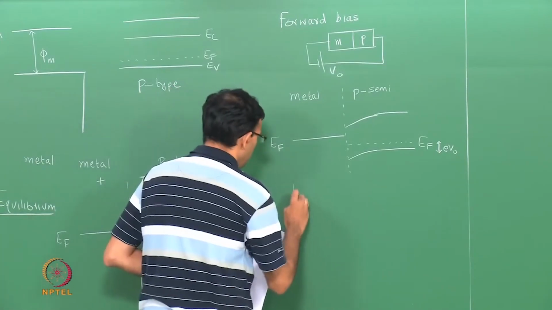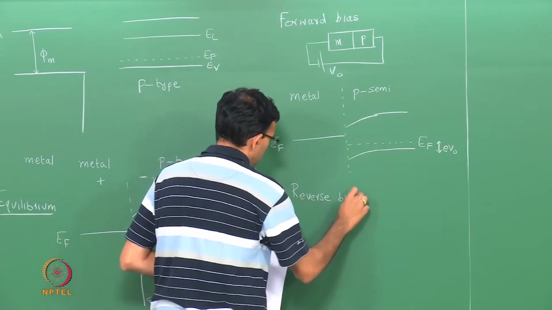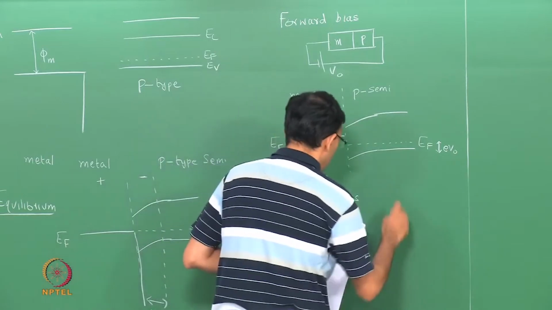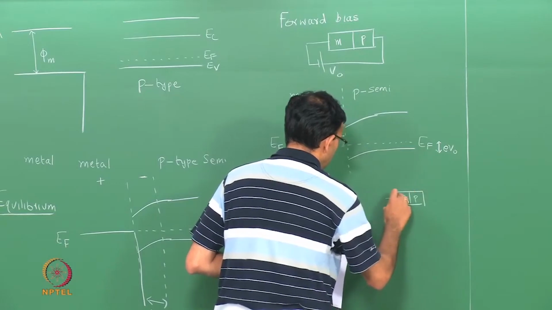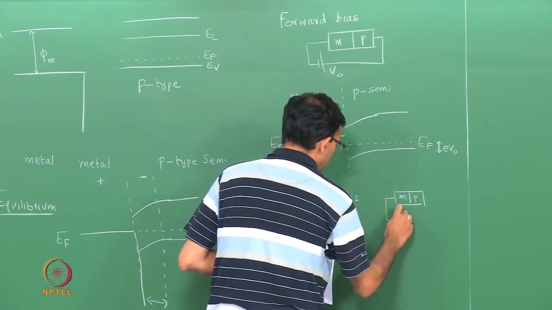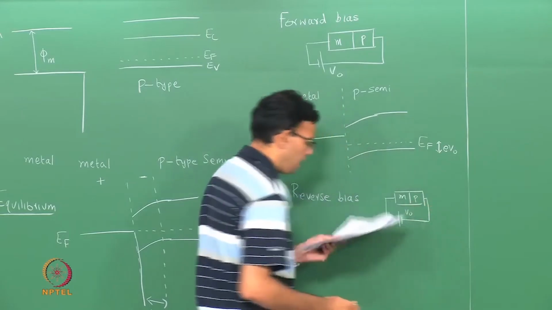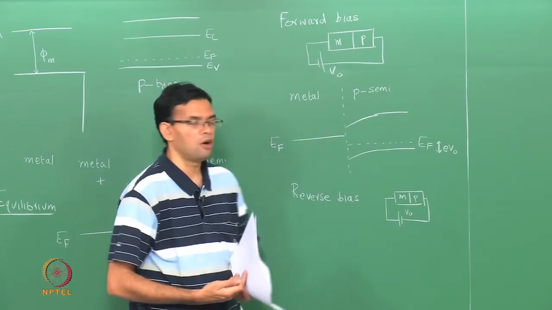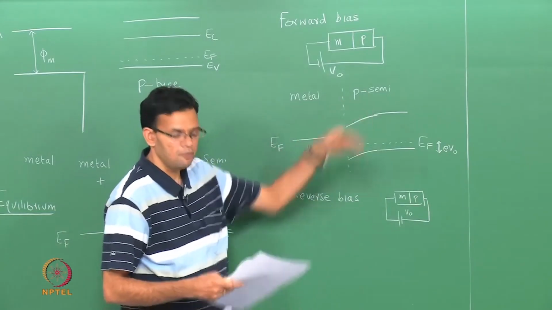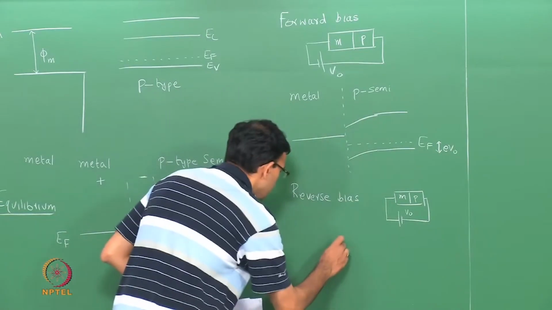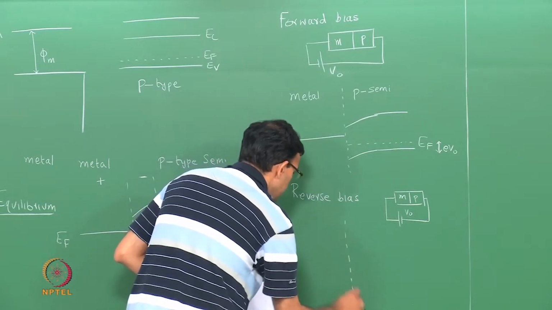In the case of a reverse bias, so M and P, the metal is connected to positive, the semiconductor is connected to negative. Once again the Fermi levels do not line up, but instead of shifting down the Fermi level is now shifted up. So, that is my interface.